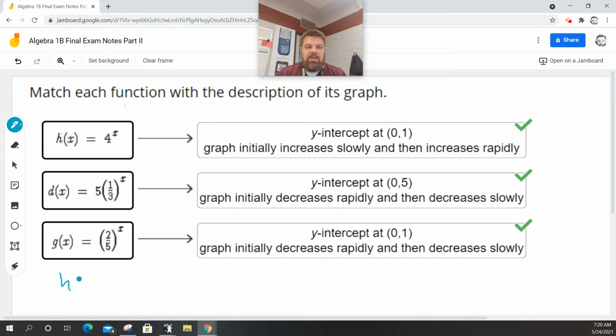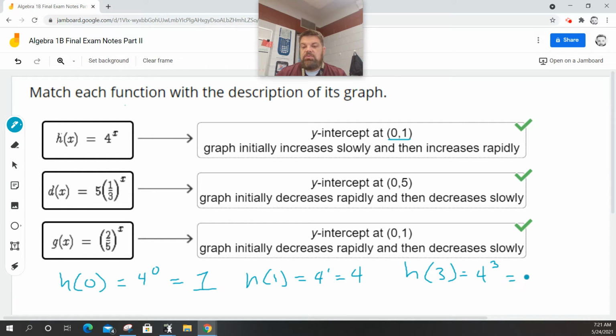Well, let me write it down here. H of 0 is equal to 4 raised to the 0, so that equals 1. That's correct. And then it says the graph initially increases slowly, then increases rapidly. That's true because h of 1 is equal to 4 raised to the 1, which equals 4. And h of 3 is equal to 4 to the 3, which is equal to 64. So you can see how 0, 1, 2, 3 it increases quickly.